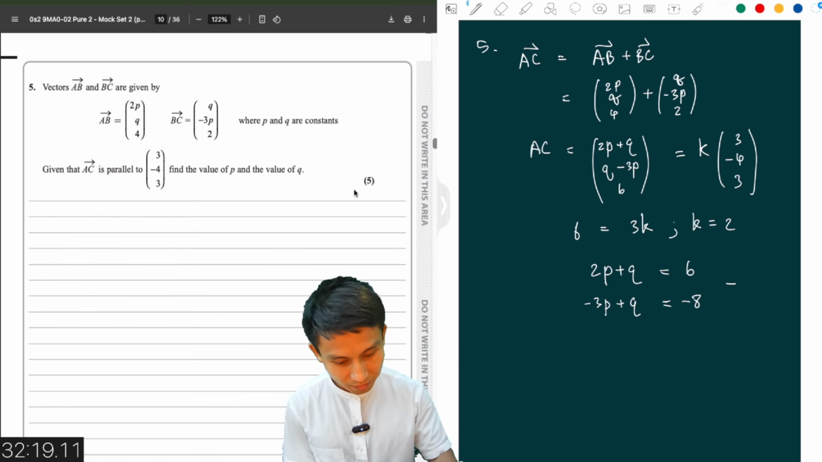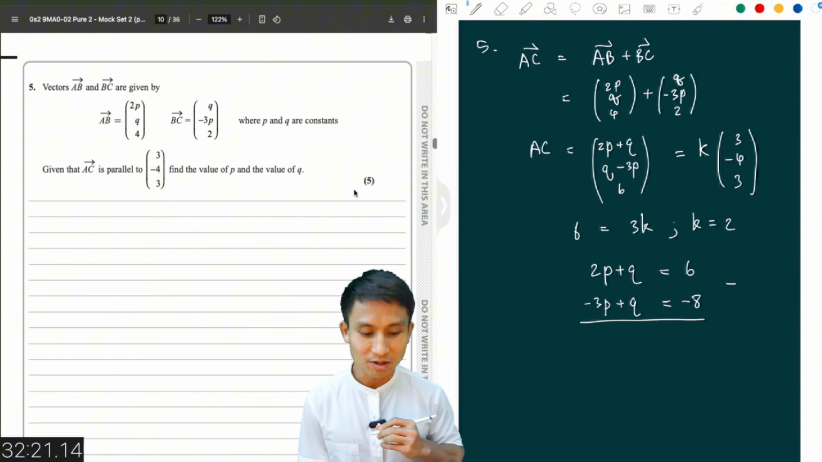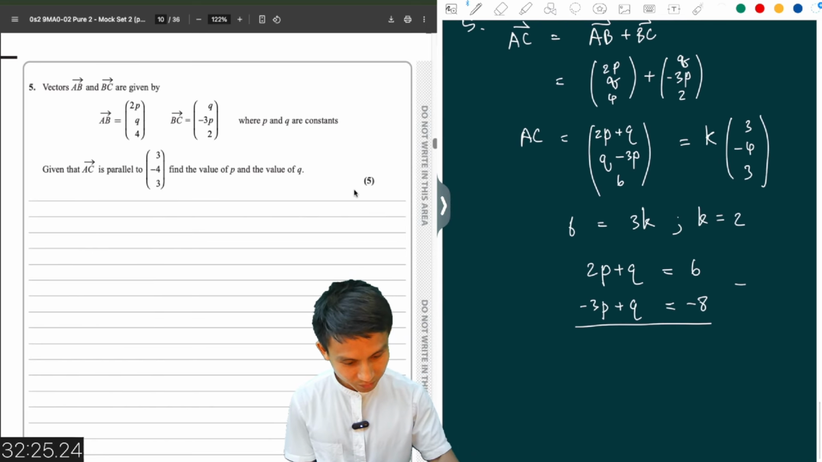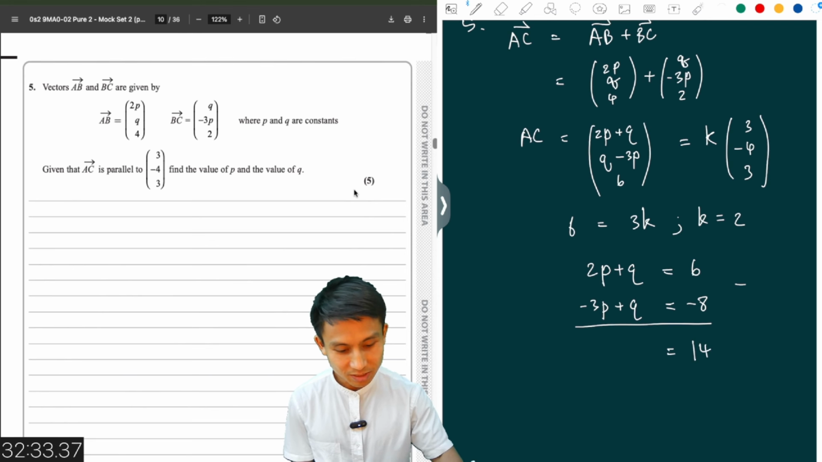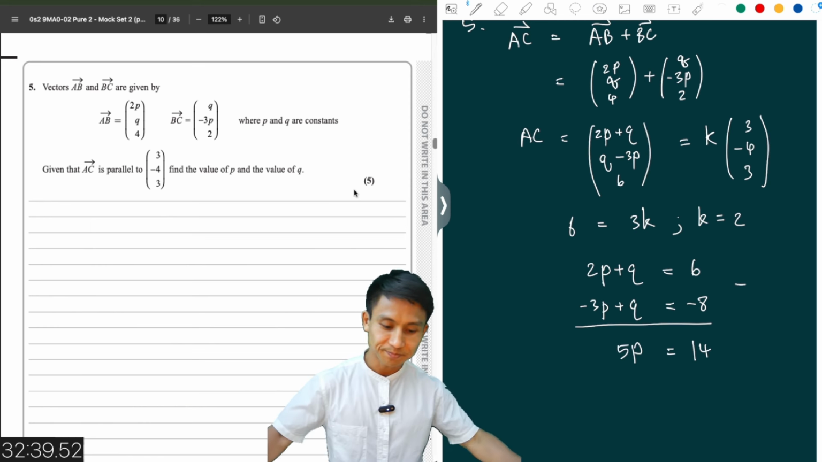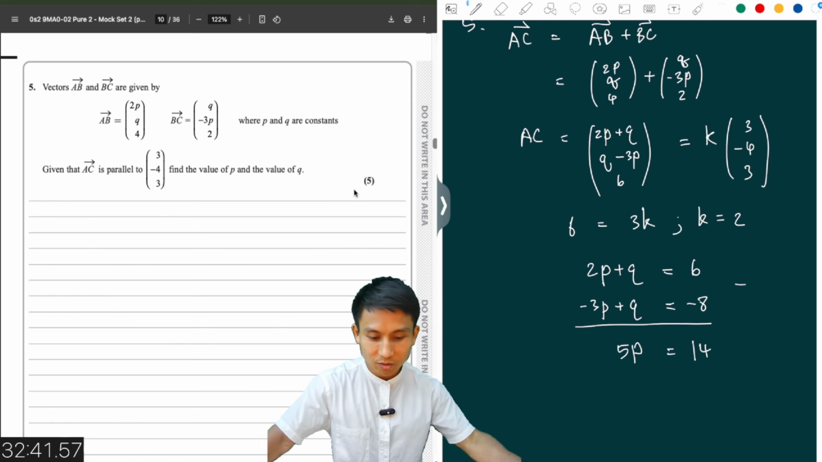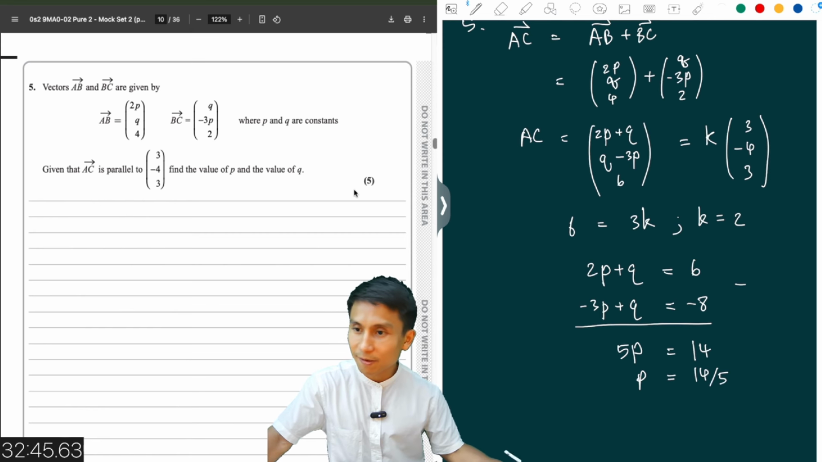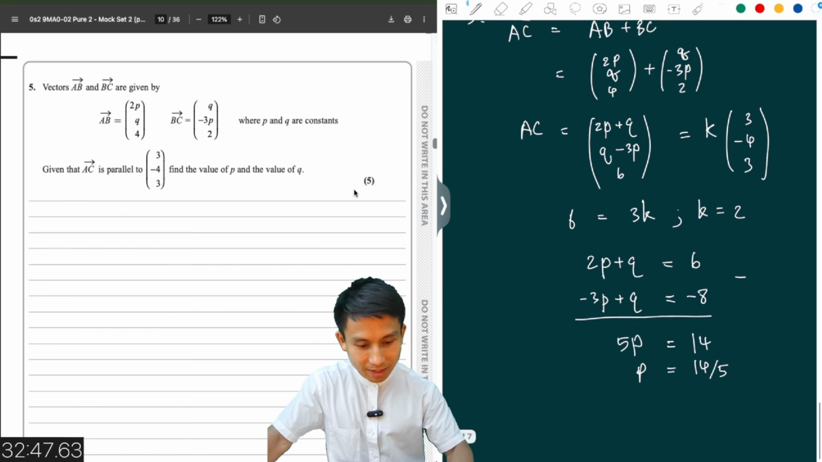If you subtract both equations, just like column subtraction like we did in primary school, 6 minus minus 8 is 14. The q goes away, and then 2p minus minus 3p, we get 5p, right? So we can solve for p first. It's just 14 over 5. And then we solve for q.